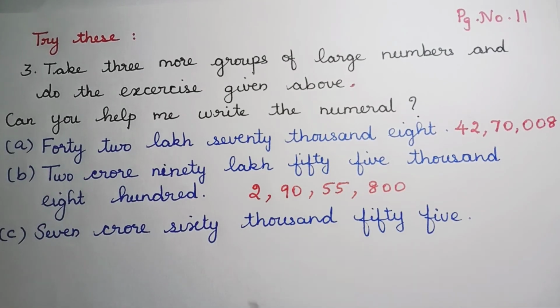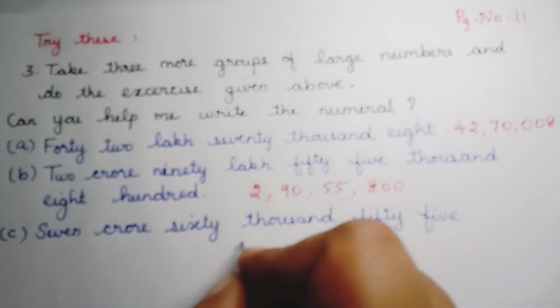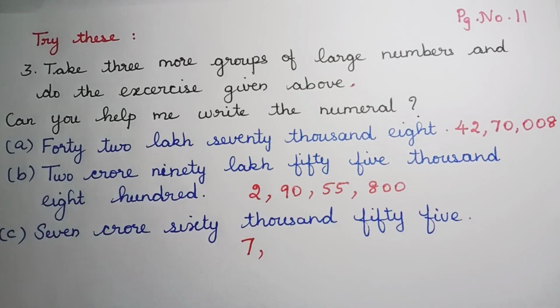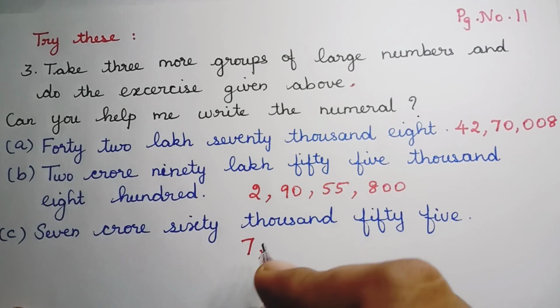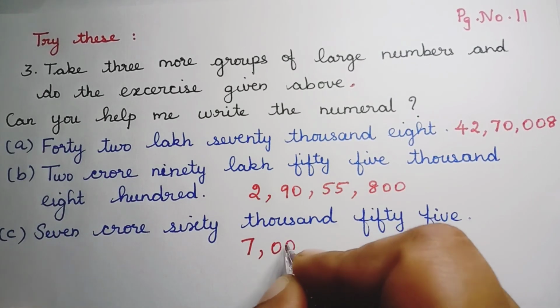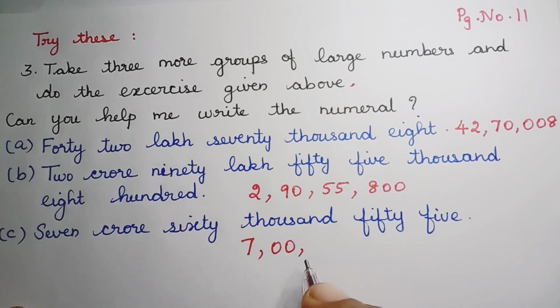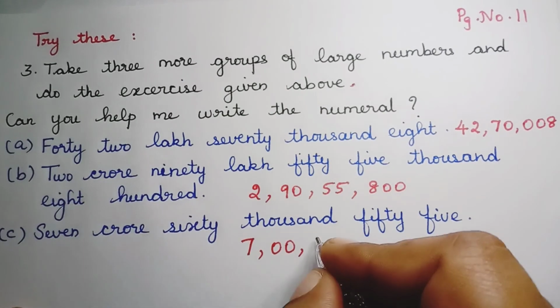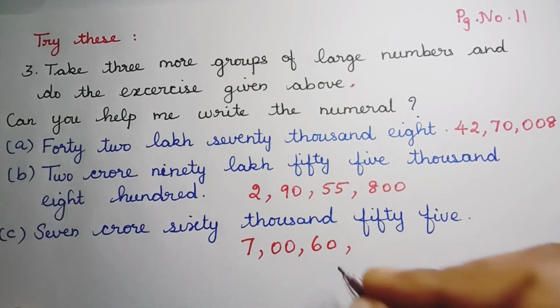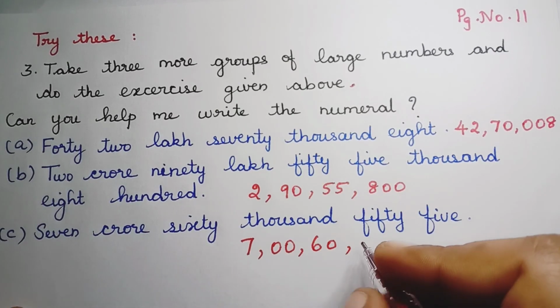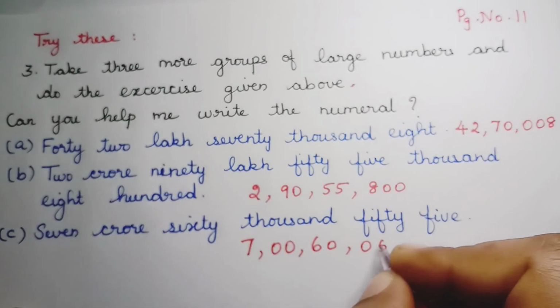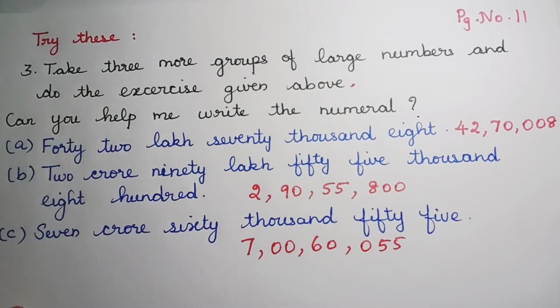So next question, 7 crores. So 7 crores, put a comma, 60,000. So no lakhs is given. So for lakhs you have to put 0. Put a comma, thousands it's given 60,000. So this is 60,000. Then 55. Hundreds is not given. 55 is given. Okay, so this is the answer.